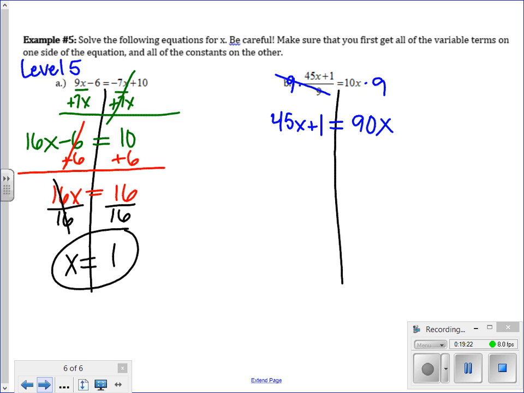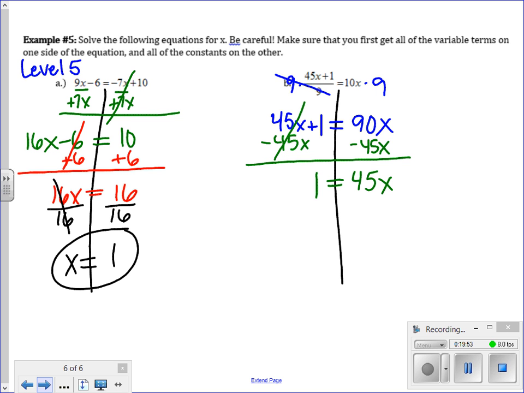9 times 10 is 90. While I got rid of the fraction, I have one more problem now. I have x's on both sides of the equation, so I need to get the x's all together. So what I'm going to do is move this 45x by subtracting it over to the right. And when I do that, I'm left with 1 equals 45x. All right, I wanted to move it to the right this time because I needed to have terms on both sides of that line.